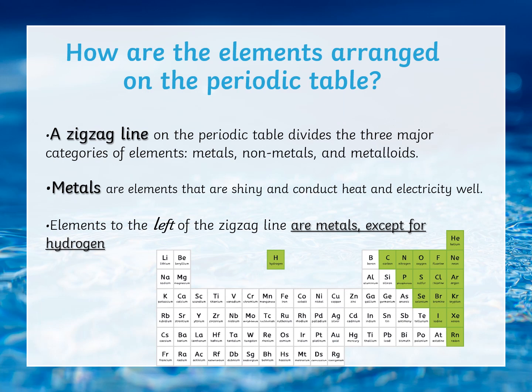After that, let's talk about the periodic table in detail. There is a zigzag line on the periodic table dividing the three major categories of elements: metal, non-metal, and metalloid. Metals are elements that are shiny and conduct heat and electricity. These are the properties of metals. The elements on the left of the periodic table are metals, except hydrogen.